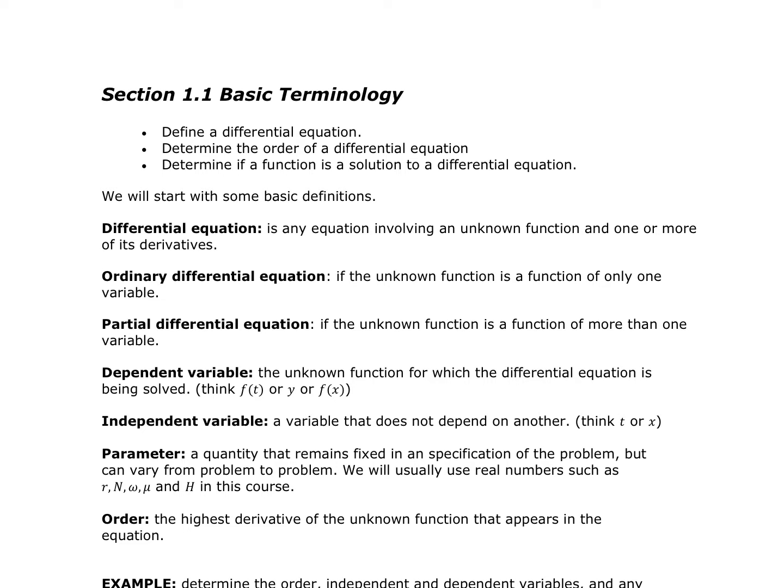The variable could be t, it could be x, it could be a, it could be whatever, but it's only one variable. The elementary differential equations is applications of the ordinary or potentially partial differential equations, but we're going to be focusing on ordinary in this class. Partial differential equations is when you're looking at a function that has more than one variable.